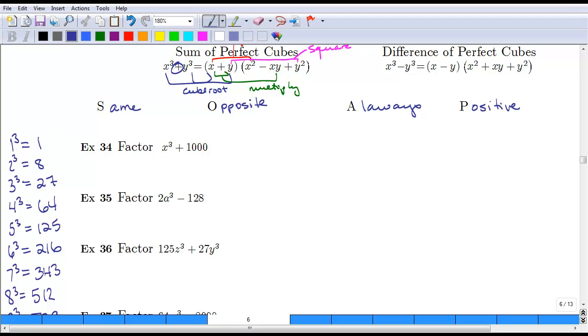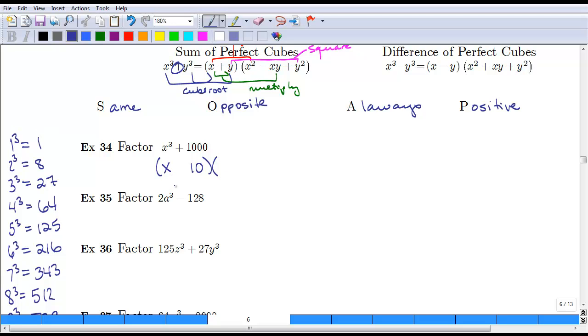So if we go back up here and we want to use these formulas to factor x cubed plus 1,000, first thing we do is we check to see if there's a greatest common factor. In this case, there is not. So then we use our formula. We say, okay, we're going to take the cube root of x cubed, which is x, and the cube root of 1,000, which is 10. And we write those in the first set of parentheses.